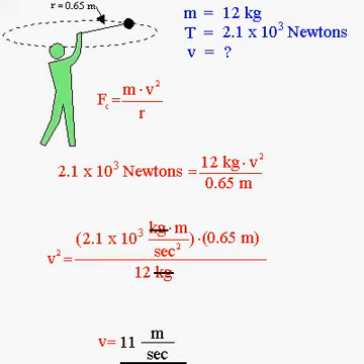Now the key to being able to analyze centripetal force problems is to figure out what's supplying the centripetal force. In this case, it's the tension in the rope. In other situations, it will be other things. Find out what's supplying the centripetal force, and then generally, the problem turns out to be pretty easy.